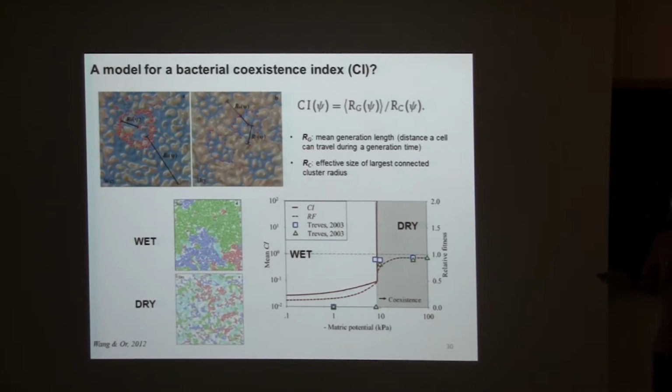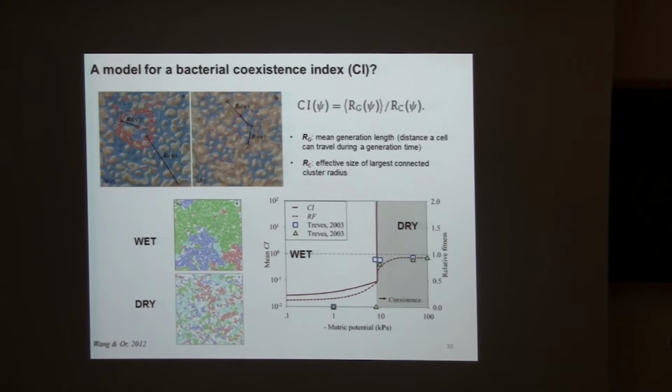So a connected cluster just means that you're in a soil environment, and it is wet enough that, if you're a cell, you can go from point A to point B. If you're blocked, it doesn't mean there's no water, but at least the film is too thin for you to go through. So under wet conditions, you have a few colors. That means there are a few large domains. And as you dry, you have many small domains. So if you're trapped in one domain, you cannot escape.